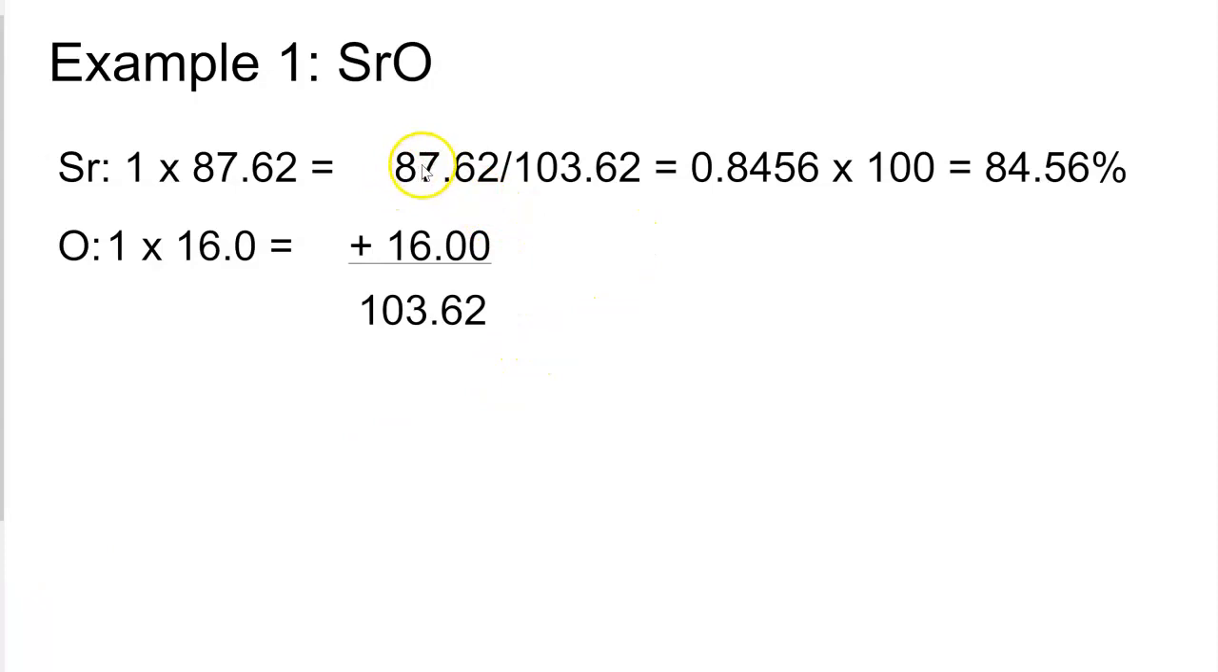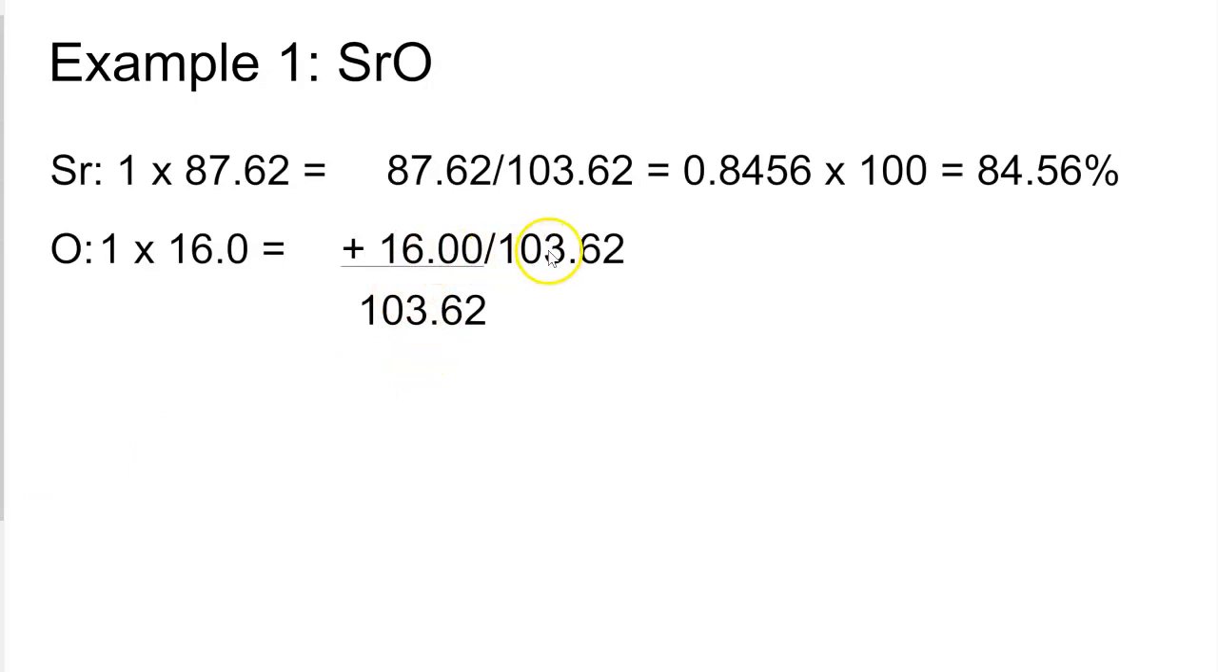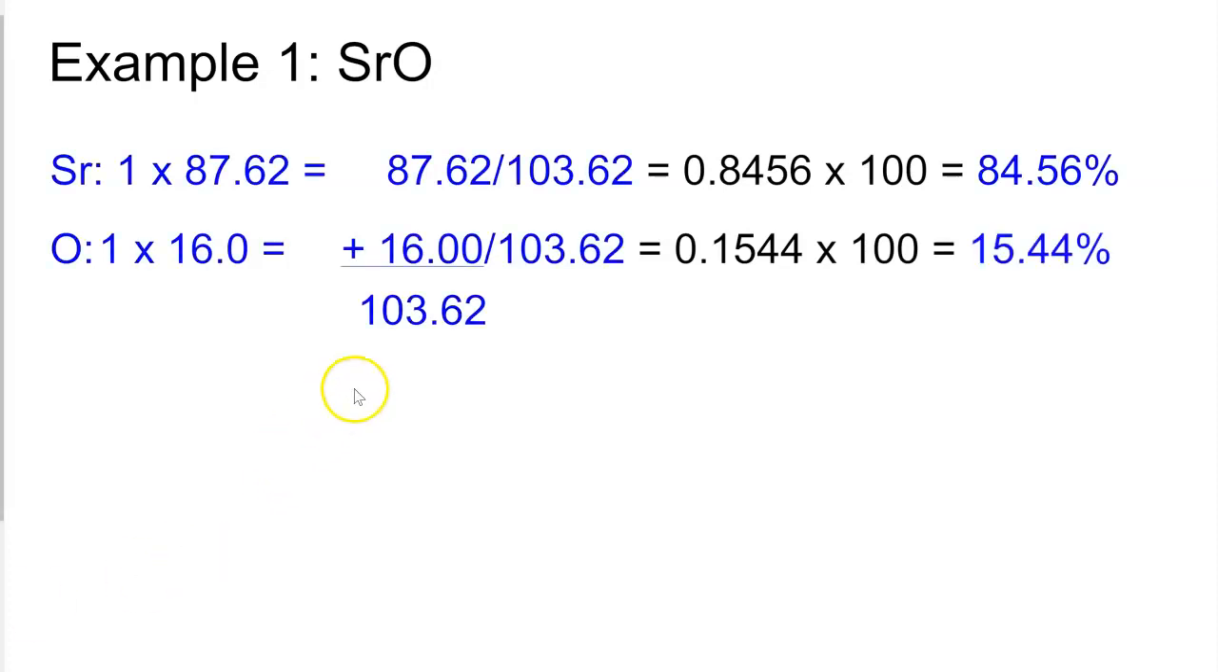So we took part 87.62 over whole 103.62. We ended up getting 0.8456. We multiply by 100 to get a percentage. For the next part, we're going to take 16 over the whole, and that gets us 0.1544, times 100 gets us 15.44%. The parts in blue here are what you must show in your practice to earn points. You have to have all of this in your practice when you do your 8 practice problems later. I encourage you to do all the parts here in your notes so you have good examples for a reference if you get stuck.